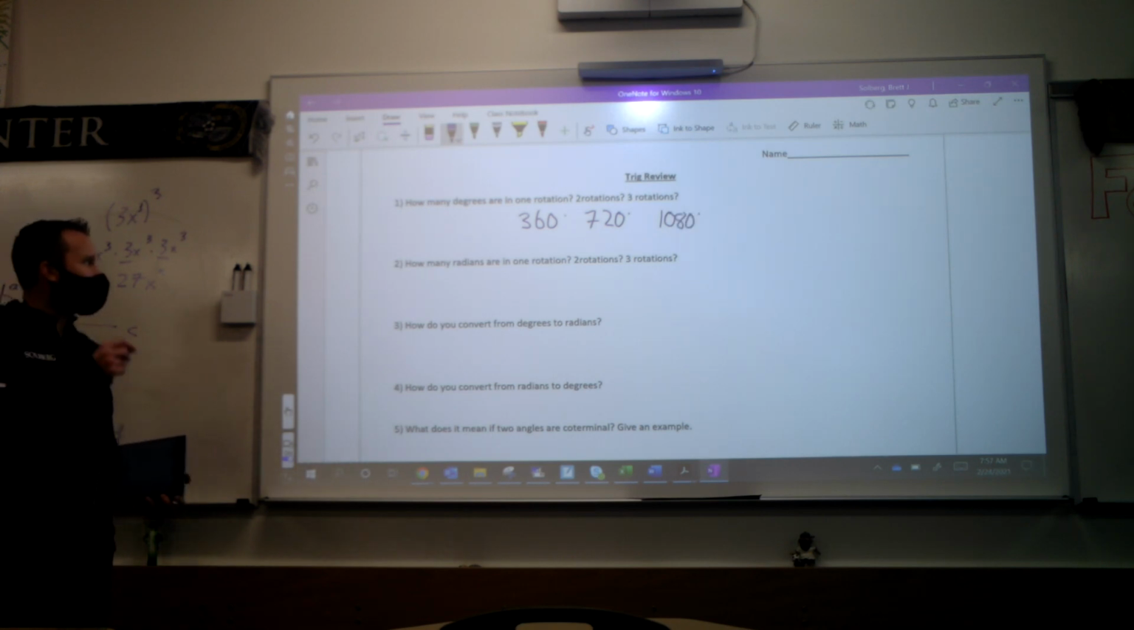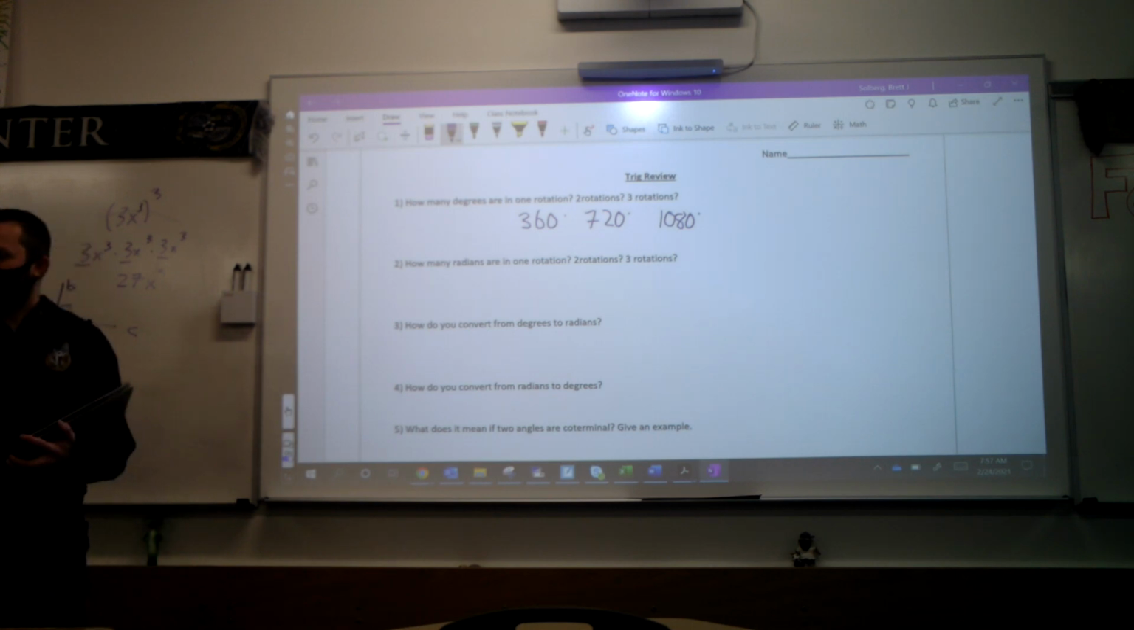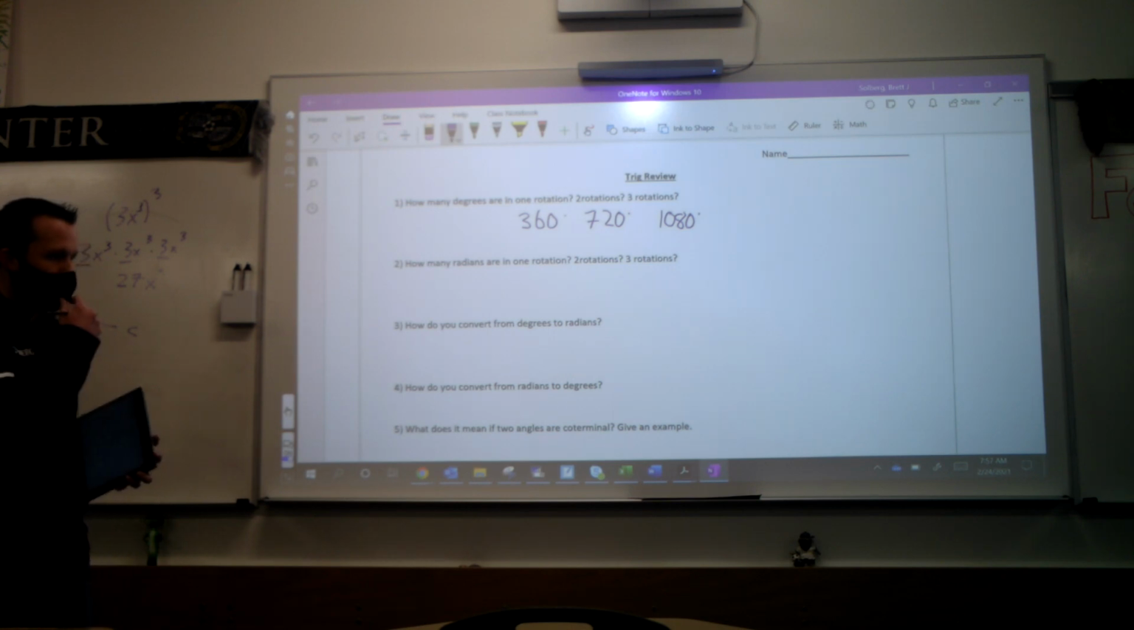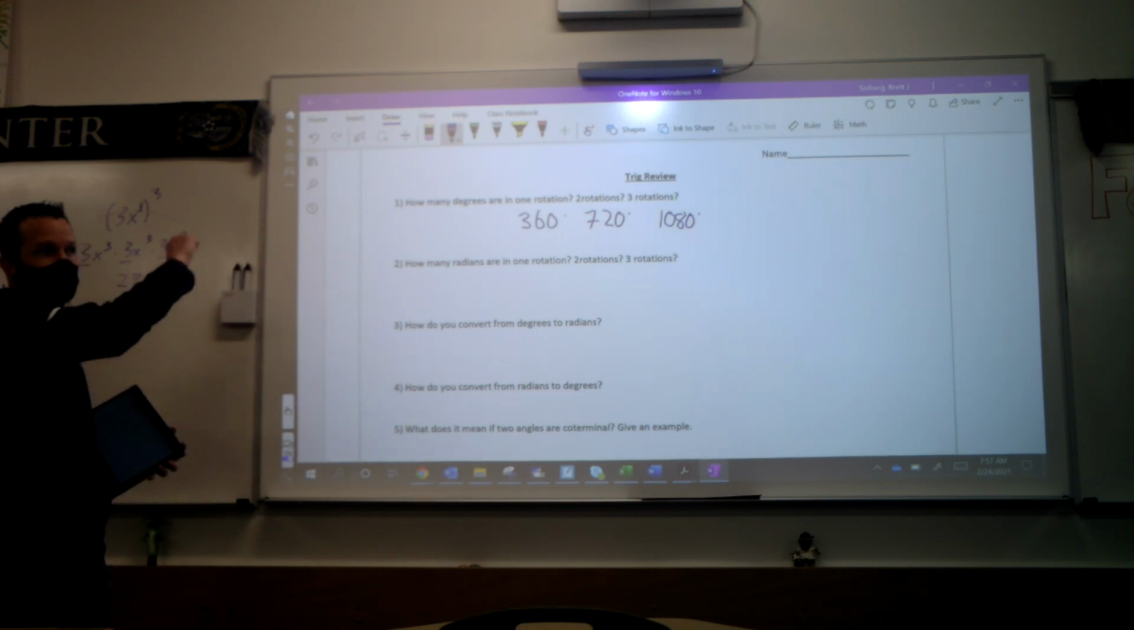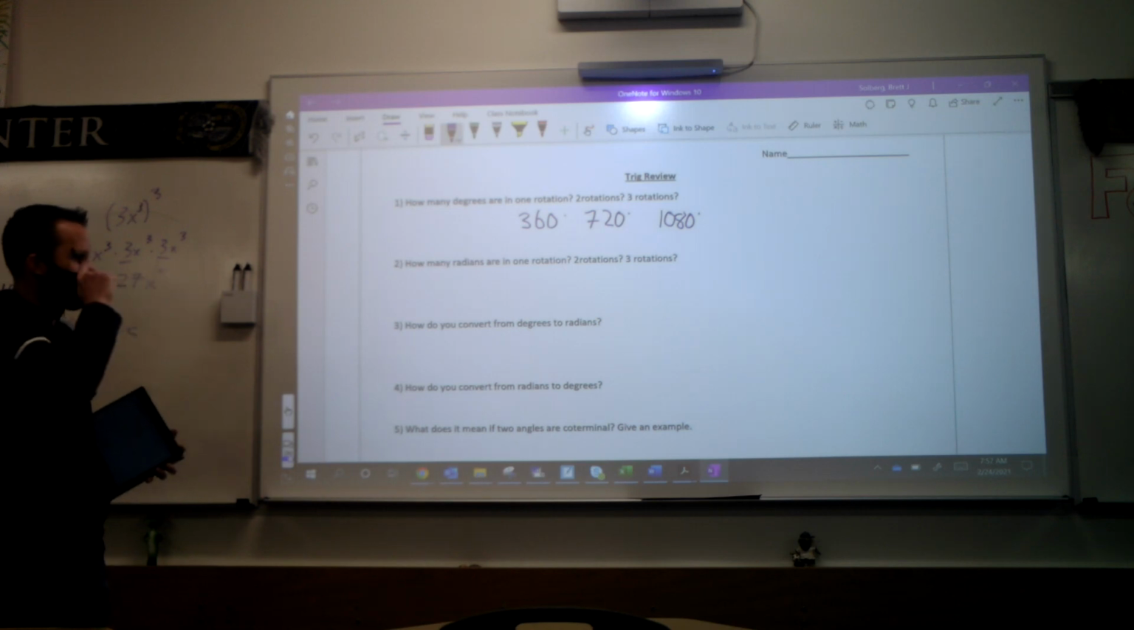Alright, that was rotations in degrees, okay? Now, just as a review, when we're rotating, what is positive versus what is negative? Positive is counterclockwise. Counterclockwise is positive, and negative is clockwise. Okay, so that's good to keep in mind.